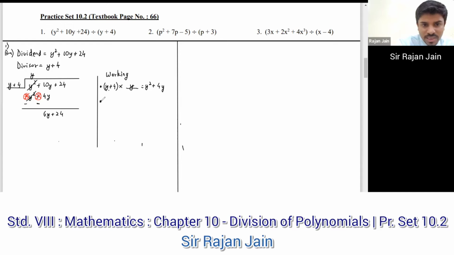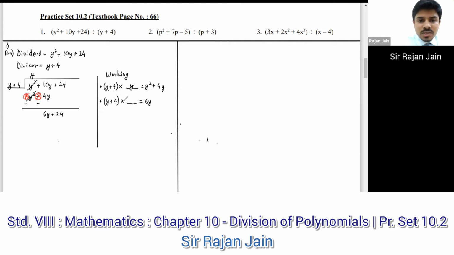Now you go to the second step in the working. Again, you write your divisor y plus 4. Multiply by something, and your target is always to get the first term in your dividend that you have written over here. So your target is to get 6y. Now you need to think, ask yourself that this y किससे मल्टीप्लाई करेंगे तो 6y आएगा.